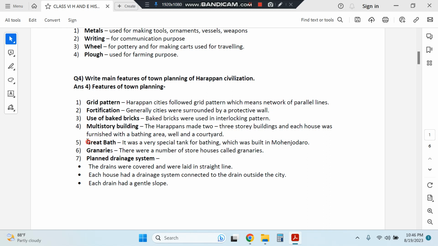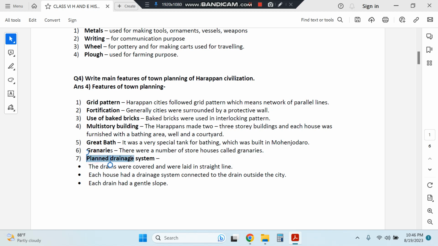Then the Great Bath, this comes as a one marker, also extremely important. It was a special tank for bathing which was built in Mohenjo-daro. It comes in competitive exams also. Granaries were the storehouses of food grains. So food grains were kept in these storehouses.